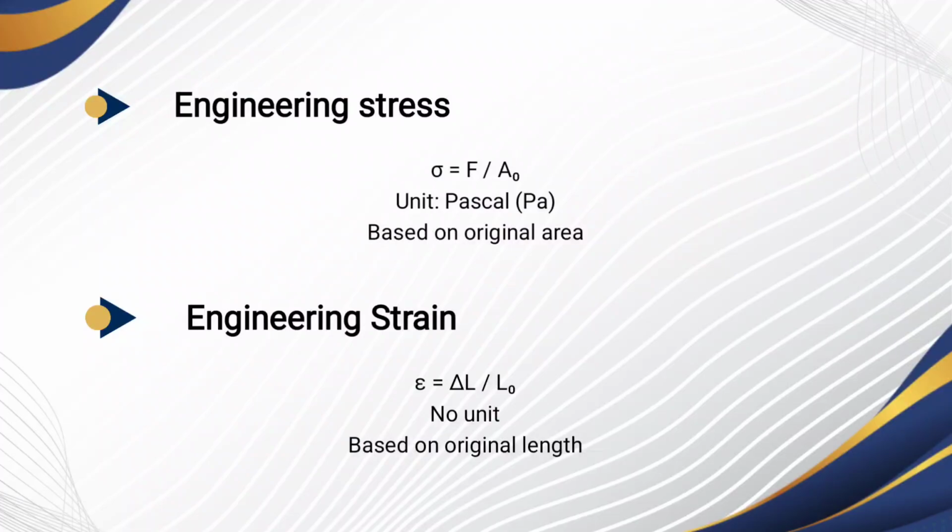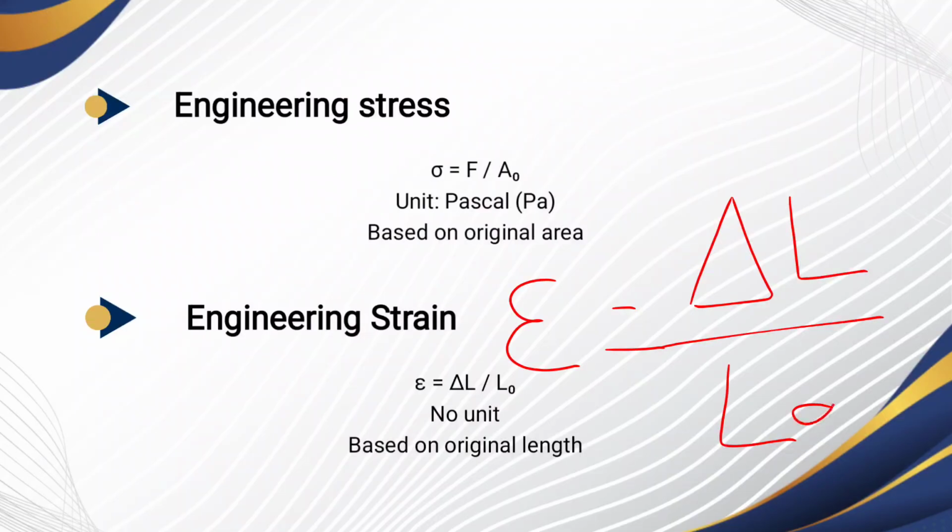Next, we see about the engineering strain. Engineering strain represented by the symbol epsilon equal to the ratio of the change in length to the original length, where del L is the change in length and L naught is the original length before deformation. Since strain is a ratio of two lengths, it has no unit. Therefore, strain is dimensionless. Engineering strain helps us understand how much a material deforms when a load is applied.